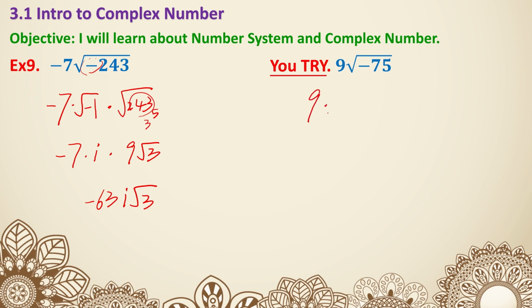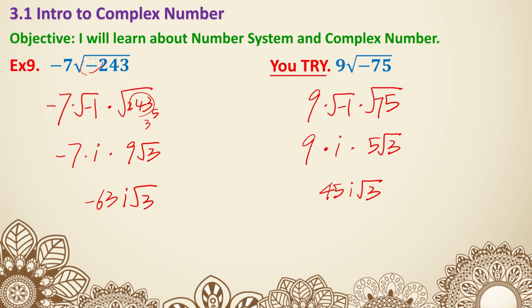Next, 9 times square root of -1 times square root of 75. So it's going to be 9 times i times 5 square root of 3. 5 times 9 is a 45. So it's 45i square root of 3. And that is example 10, and that is everything for this lesson.